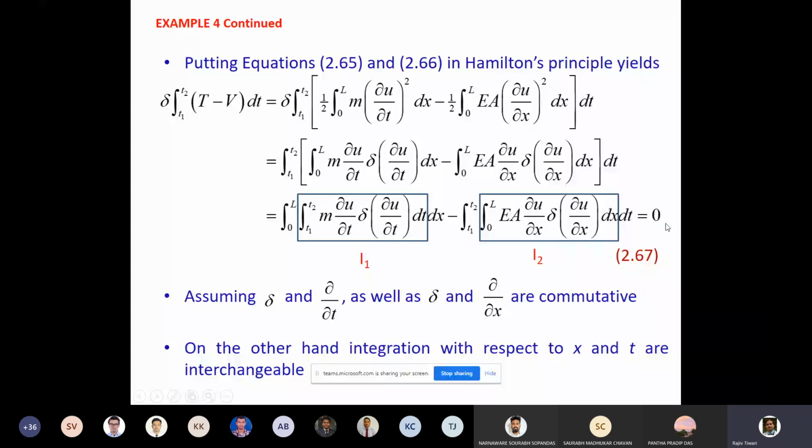So the kinetic energy I am putting, with the variational operator outside the integral at present. This is the kinetic energy term from the previous slide. Similarly, minus the potential energy term. So this is simple. I will just substitute the kinetic energy and the potential energy in the Hamilton principle as it is.